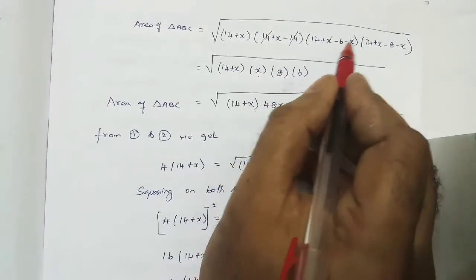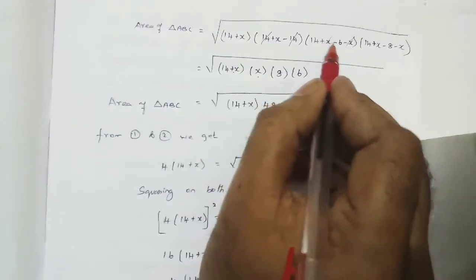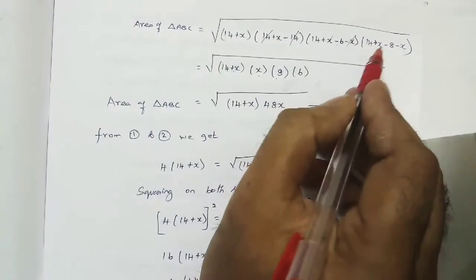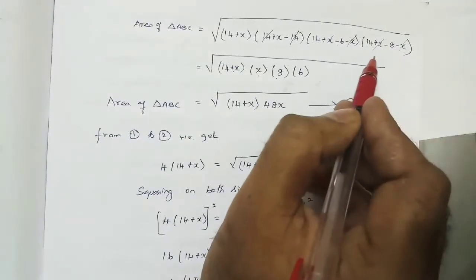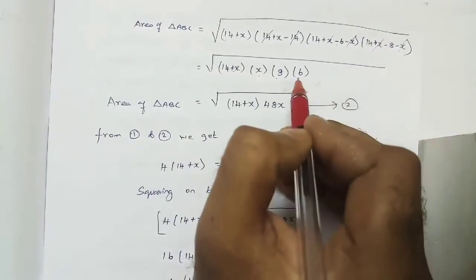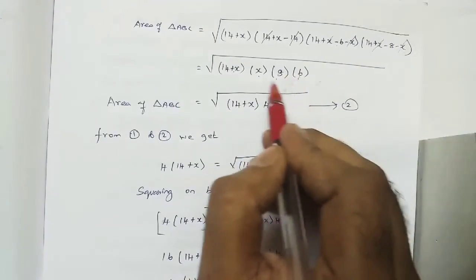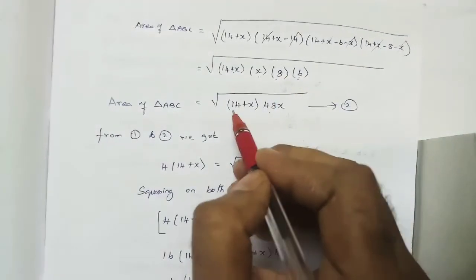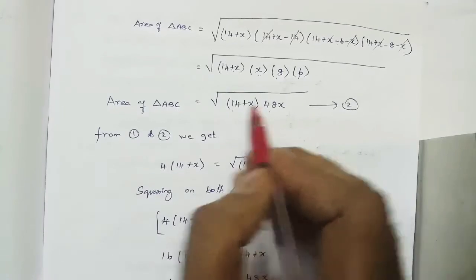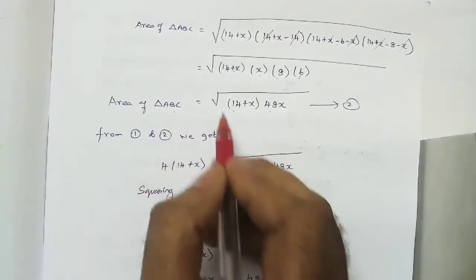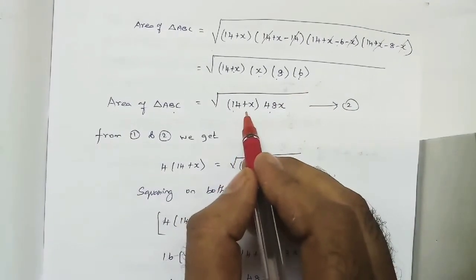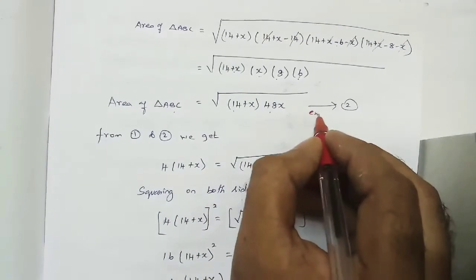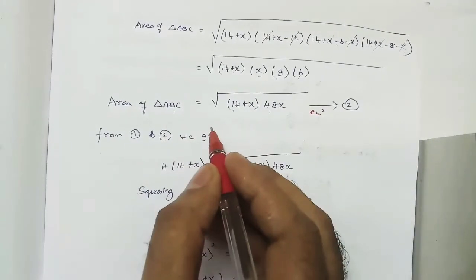Here plus X minus X will get cancelled. 14 minus 6, 8, right? Here plus X minus X will get cancelled. 14 minus 8, 6, right? 8 sixes are 48. 48 into X, 48X. So 14 plus X into 48X. So the area of triangle ABC is equal to the square root of 14 plus X into 48X centimeter square. Now we got the area of triangle ABC, right?